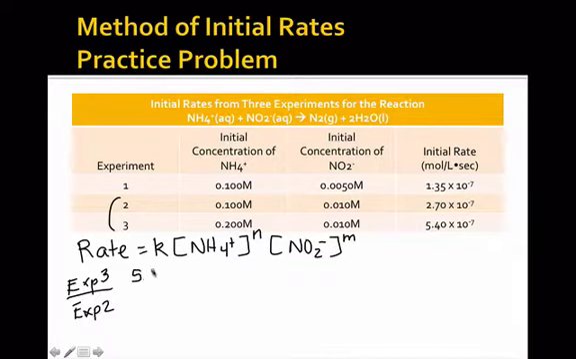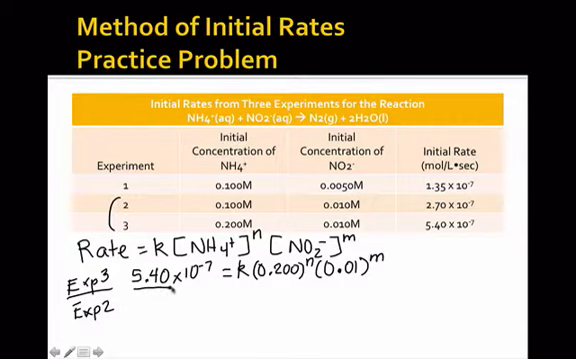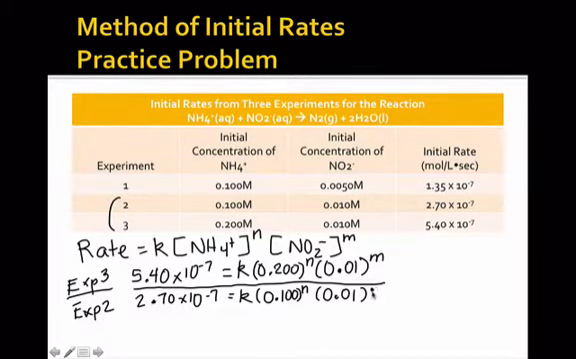I have 5.4 times 10 to the negative 7th is equal to K. I don't know K yet. I do know that my concentration of ammonium is 0.2, to the nth power. I know that my nitrite is 0.01, and I have m. So that's experiment 3's information. Then I plug in experiment 2. Experiment 2's rate is 2.7 times 10 to the negative 7th equals K, and that one is 0.1 molar for the ammonium, still to the nth power, and this one is 0.01 still to the mth power.